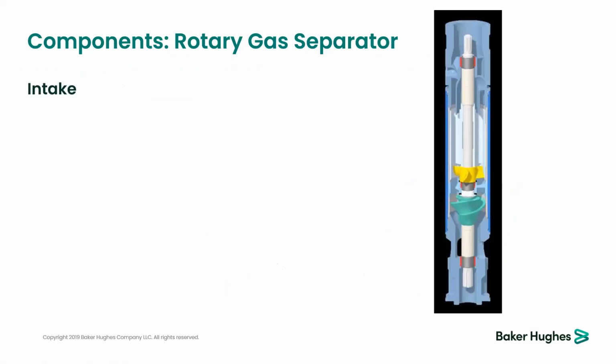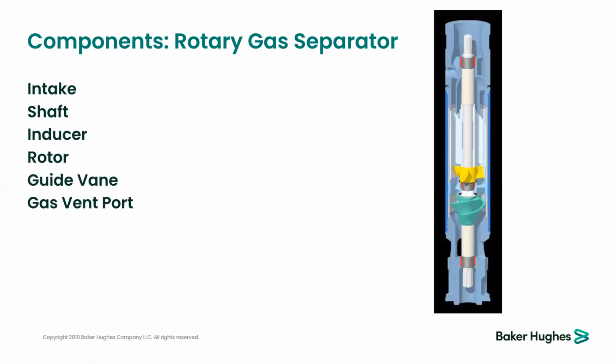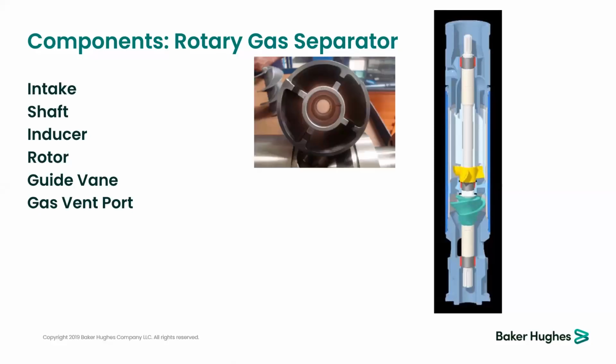There are two types of gas separator, which are rotary and vortex gas separator. The first one is the rotary. The components are the intake, shaft, inducer, rotor, guide vane, and gas vent vane.